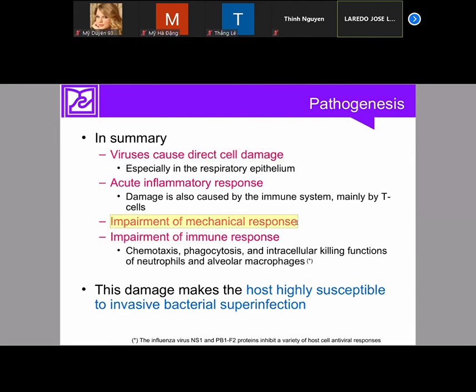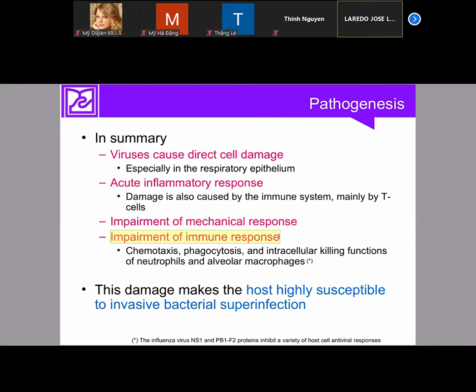Because the epithelial cells are destroyed, there is an impairment of the mechanical response. The clearance mechanisms, the cleaning mechanisms of the respiratory tract, are impaired. So the host becomes susceptible to other infections. That is the reason why some people may suffer bacterial pneumonia. And finally, there is also an impairment of the immune response.